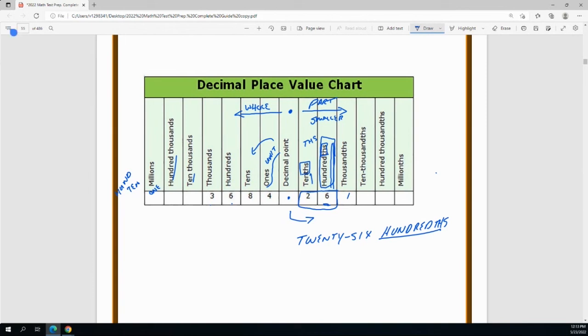Now, if I add a 1 here, that would change this number. This number would now be 0.261. And when you say 261, you say 261. But you would also want to say the place value. 261 thousandths, because the 1 is in the thousandth spot.